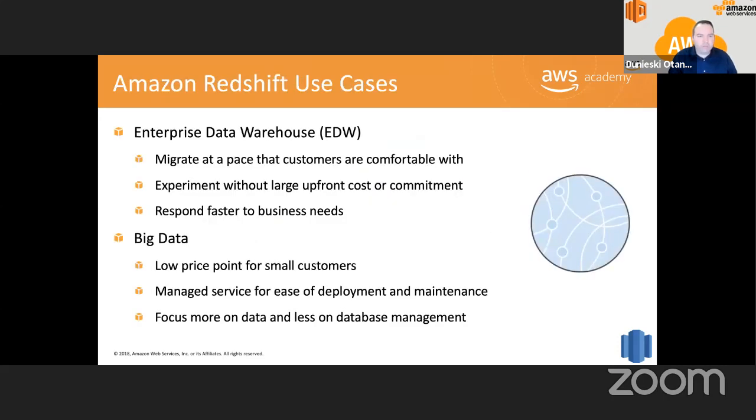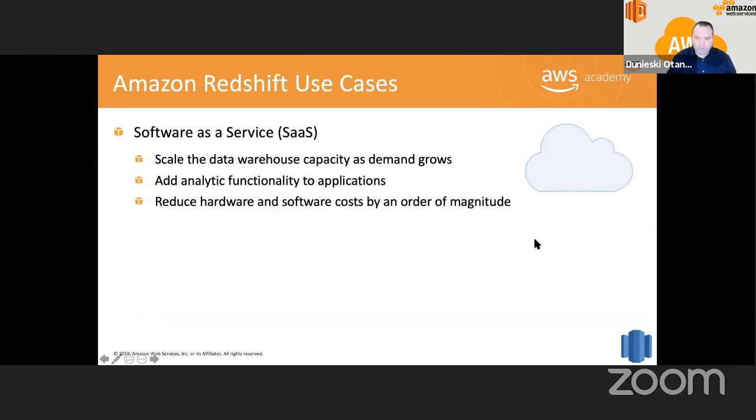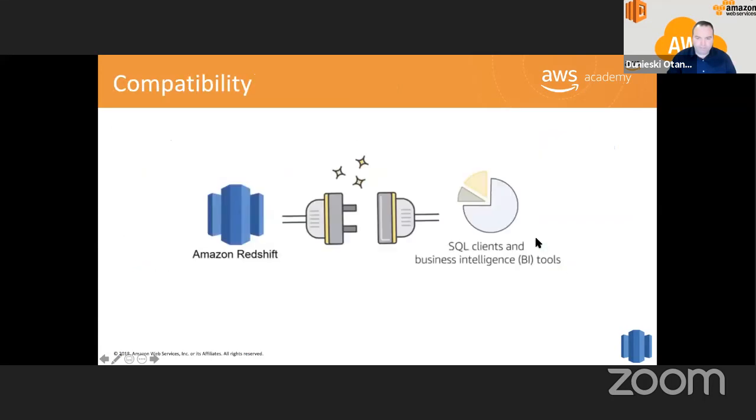So some use cases when you use Amazon Redshift, for example, enterprise data warehouses, EDW. Migrate at a pace that customers are comfortable with, experiment without a large upfront cost or commitment. There's an upfront fee, but it's not large, and there's no commitment. And respond faster to business needs. Okay, big data. Just in case you want to get into the big data world, Redshift is one of the services that is used for big data. Also, there's another one.